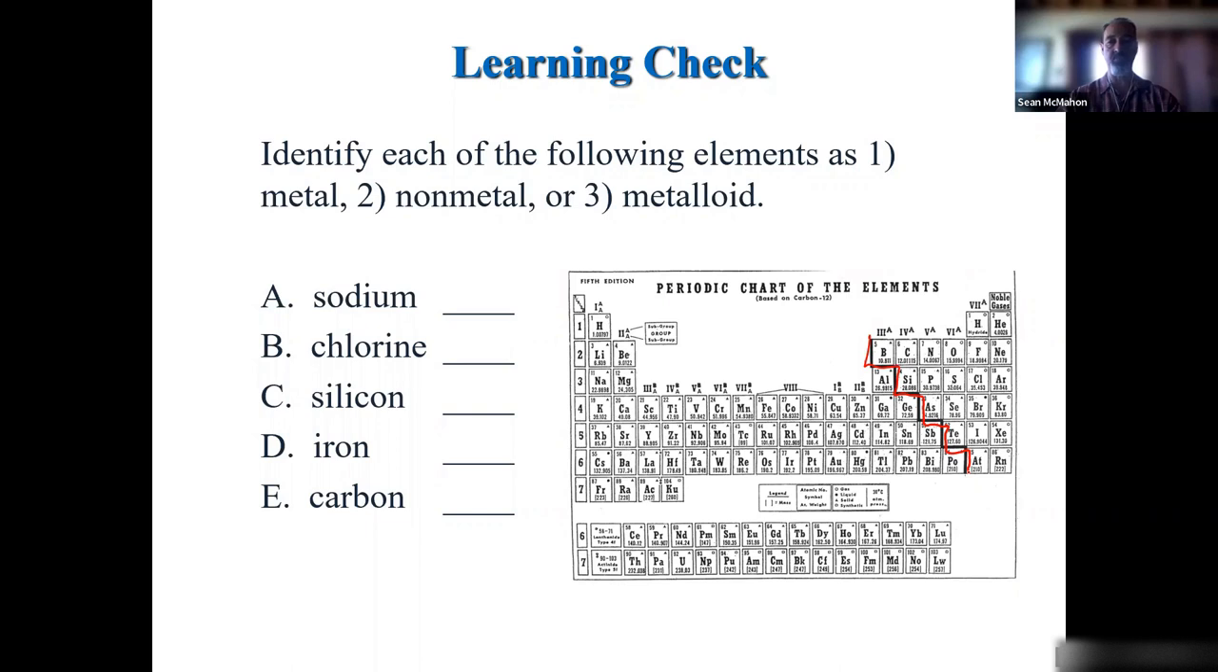So sodium, where's sodium? Right? So that would be a metal. What about chlorine? That'd be a non-metal. Silicon, we know, because I just had that on the previous slide, right? That would be a metalloid.